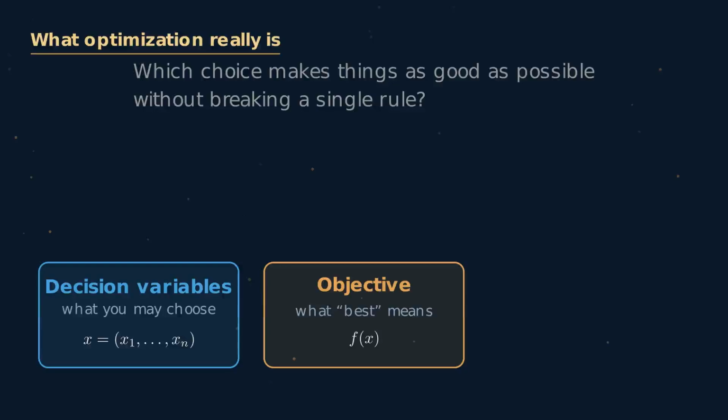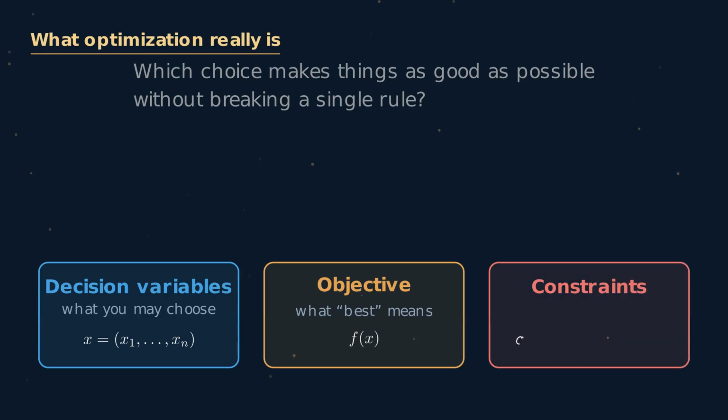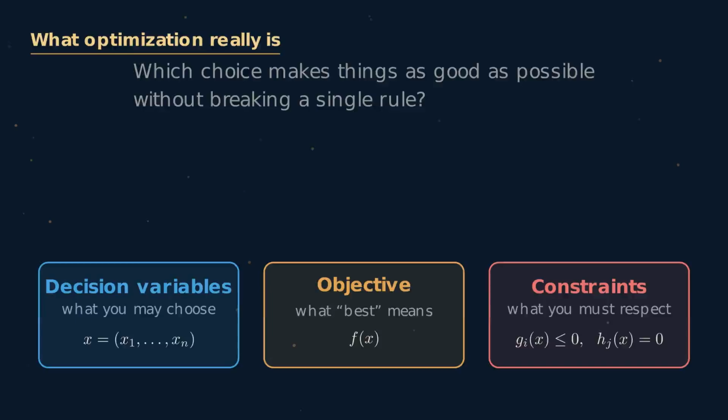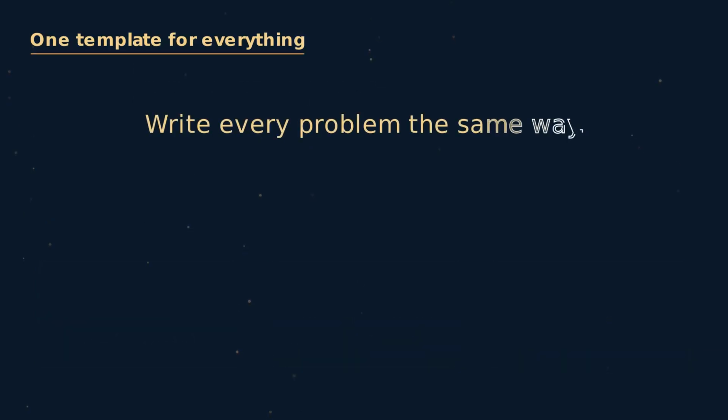That's f of X. Third, the constraints, the lines you are not allowed to cross. Budgets, limits, demand. Written as inequalities and equalities. Nail down all 3, and a fuzzy wish like "make it cheap but strong" becomes a problem a machine can actually solve. To let one toolbox attack every problem, we agree on a single standard shape.